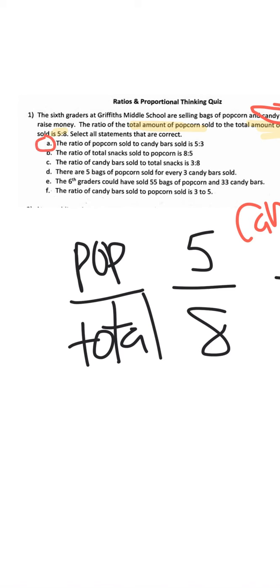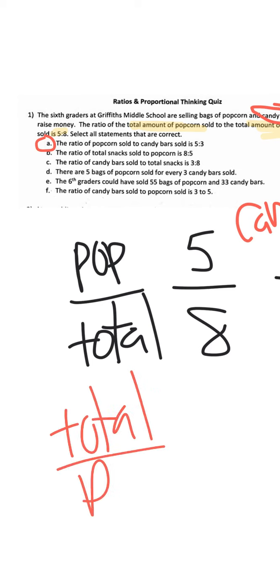There you go. The second part, the ratio of total snacks sold to popcorn is 8 to 5. So now instead of saying popcorn to total, we're saying total to popcorn. And it says it is 8 to 5. So 8 to 5, that is exactly the same, right? All I did is I flipped these over, right? Popcorn's on top. Now popcorn's on the bottom. Total's on top. Total's on the bottom over here. So I just flipped my fraction basically. So that is also correct.